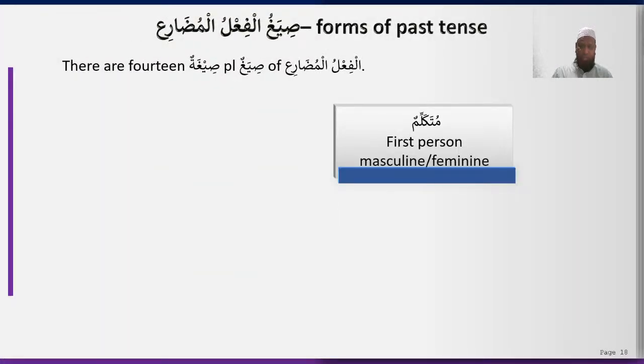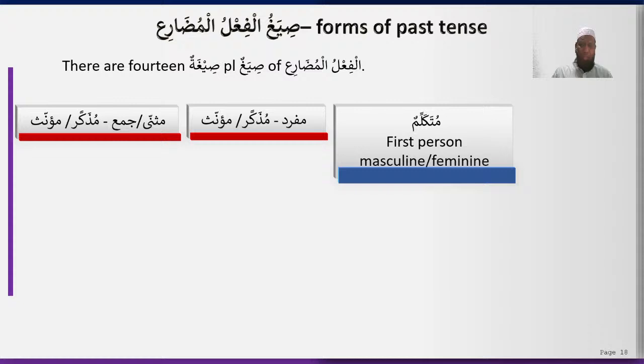متكلم sigas, the first person, the speaker. One is for مفرد مذكر المؤنث, and one is for مثنى جمع مذكر المؤنث. So for the مفرد متكلم, we use the همزة, the alif. أنصر. It is مرفوع وعلامة رفعه الضمة الظاهرة على آخره.